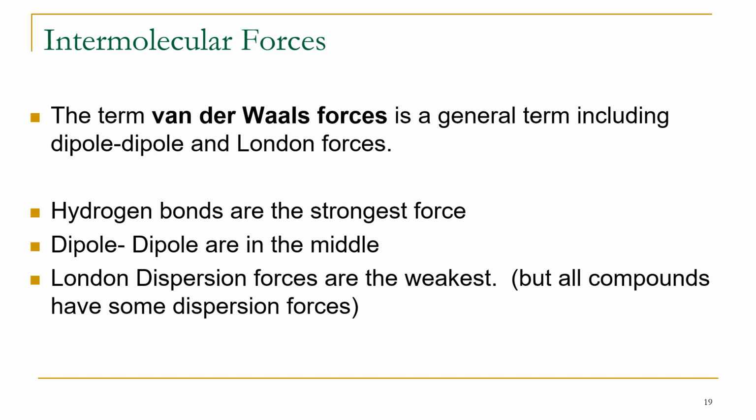All right, so on the scheme of things, sometimes you hear the term van der Waals forces. Van der Waals forces are really just those dipole and London forces. That's just another name for them. And then keep in mind, like I said earlier, hydrogen bonding is the strongest type of force, even though it's still an intermolecular force. It's not a true bond, it's just an interaction. Dipole forces are kind of in the middle, and then the London dispersion forces are the weakest. But again, all compounds have some London dispersion forces.